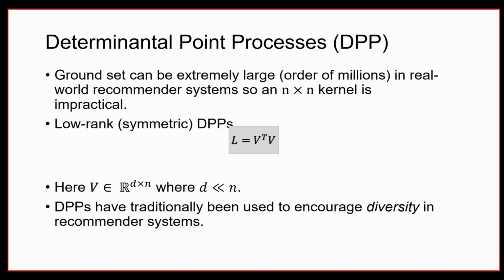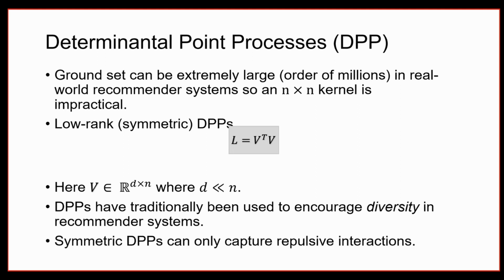DPPs have traditionally been used to encourage diversity in recommender systems. Like if you have somebody who's watching YouTube videos, then you don't want to suggest the same thing again and again, or they'll get bored and leave. So instead you want to show some other things, and it's a nice mathematical model to encourage that. But it turns out that symmetric DPPs can only capture repulsive interactions. If you assume that L is symmetric, you can only capture repulsive interactions.